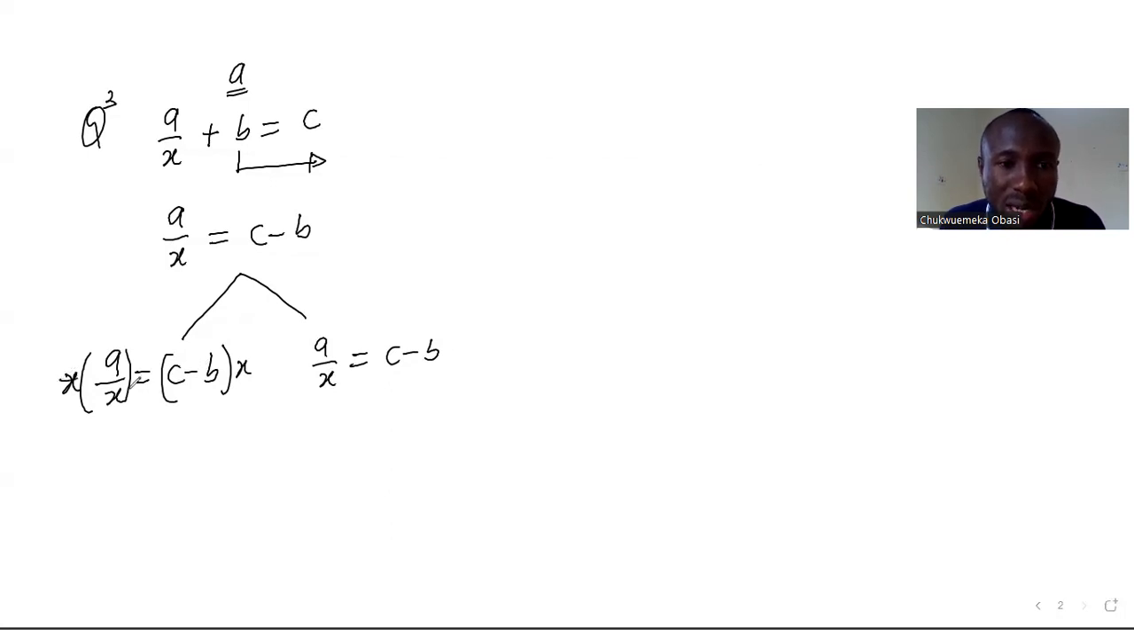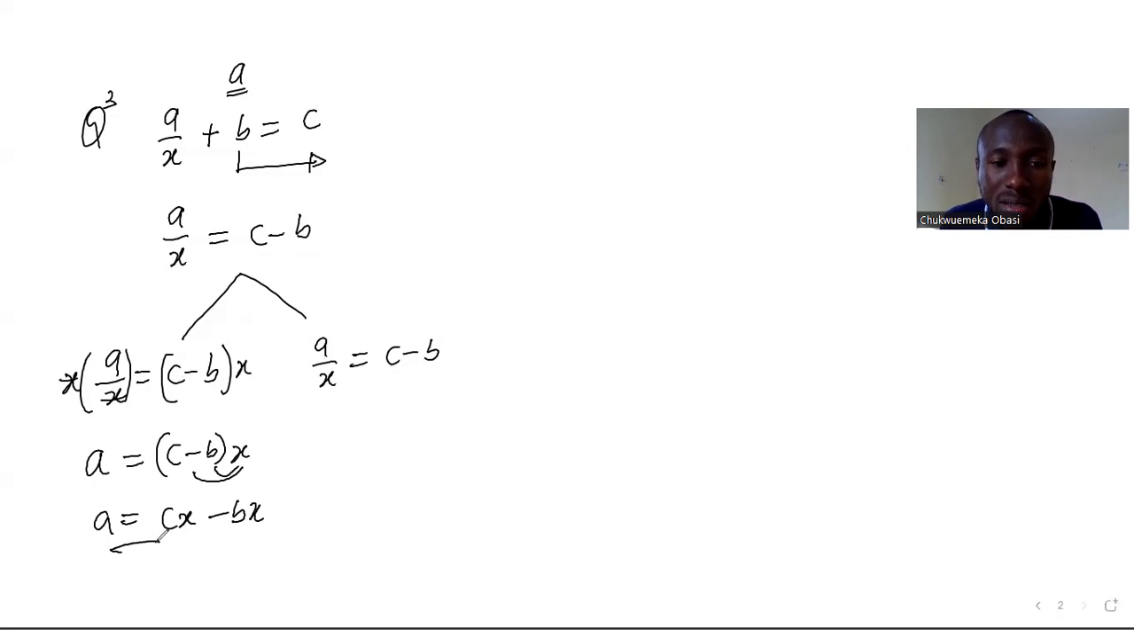Now, how do we go about it? You see this X can cancel out this X, and A is now free, and that is what we want. So A is now equal to C minus B times X. You can go ahead to expand if you want to. You can say A is equal to X times C, and X times B will give us CX minus BX.